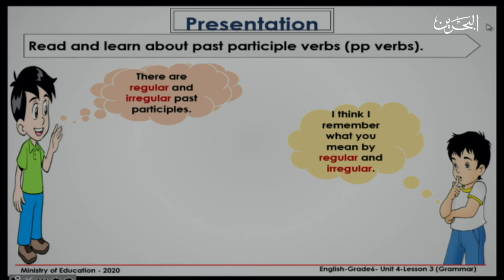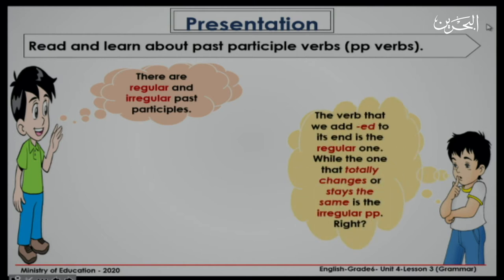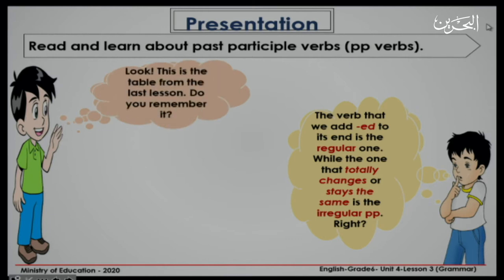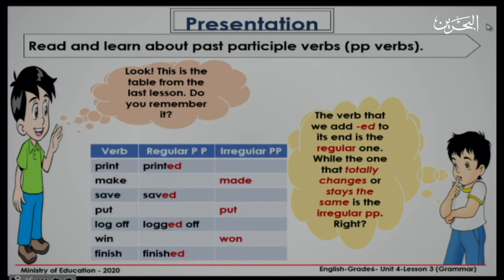I think I remember what you mean by regular and irregular. The verb that we add ed to its end is the regular one, while the one that totally changes or stays the same is the irregular PP, right? Absolutely. Look, this is the table from the last lesson. Do you remember it? I'm sure that you remember it.